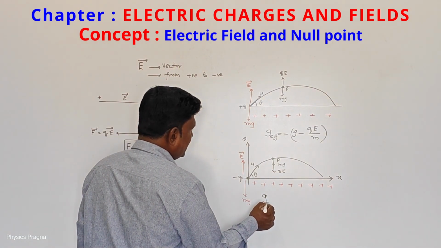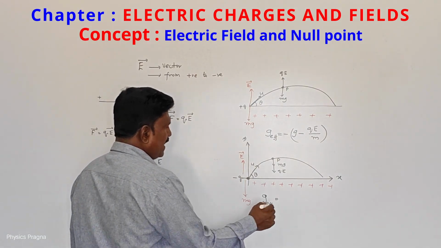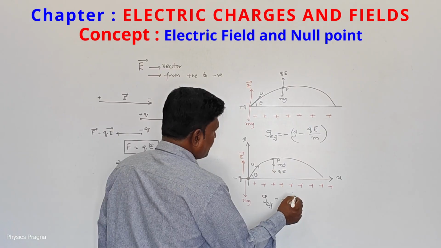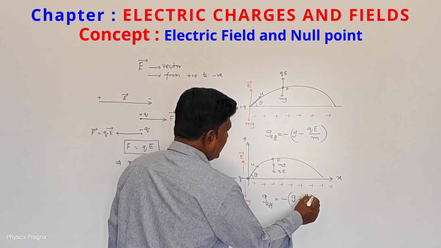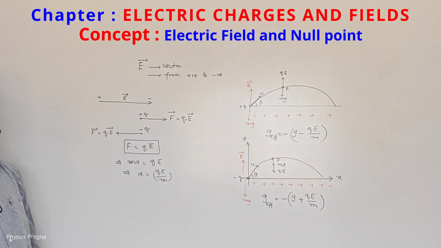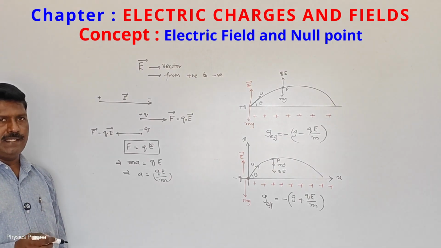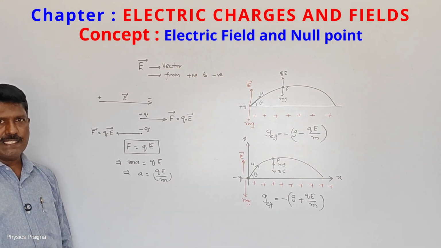So in this case, g effective will be, g is acting downward in the negative y-axis, negative of g minus... g plus QE by m. Like this, the formula will change. So be careful while you are applying the effects of the electric field in various conditions.